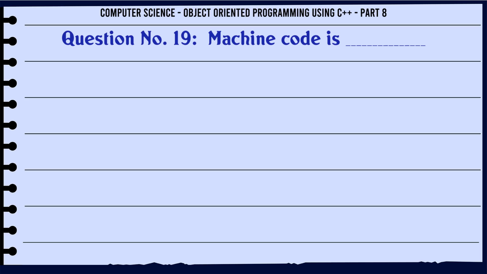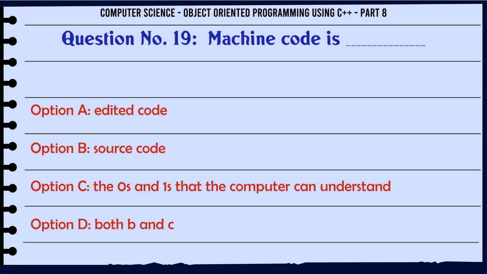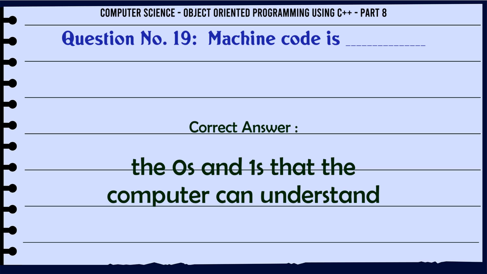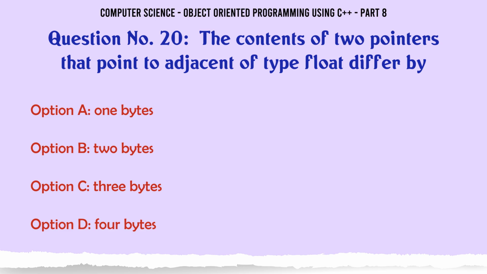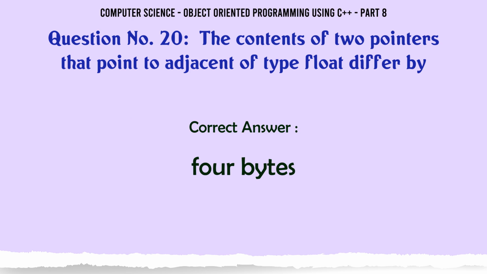Machine code is A. edited code. B. source code. C. the 0s and 1s that the computer can understand. D. both B and C. The correct answer is the 0s and 1s that the computer can understand. The contents of two pointers that point to adjacent elements of type float differ by A. 1 byte. B. 2 bytes. C. 3 bytes. D. 4 bytes. The correct answer is 4 bytes.